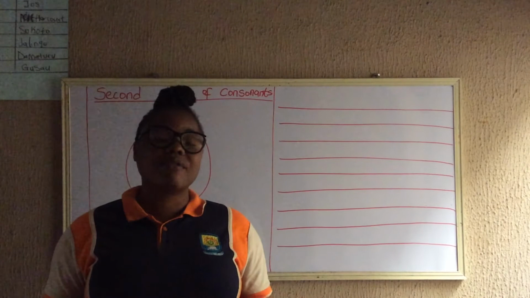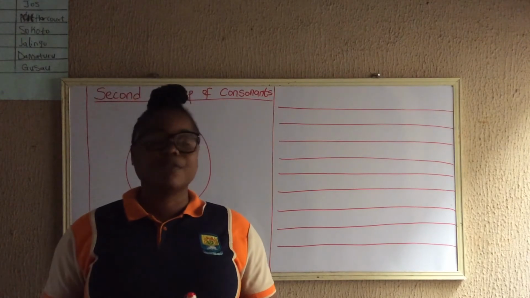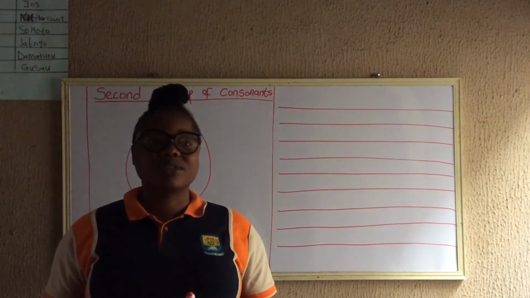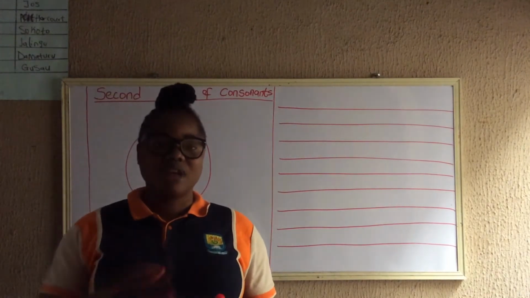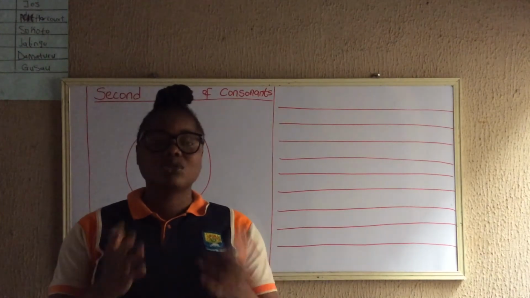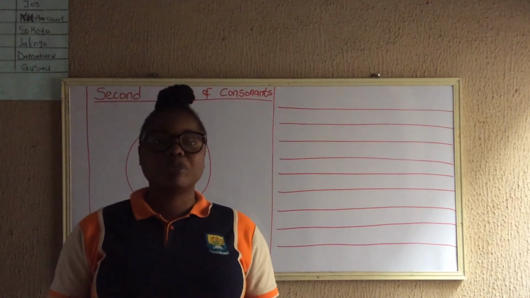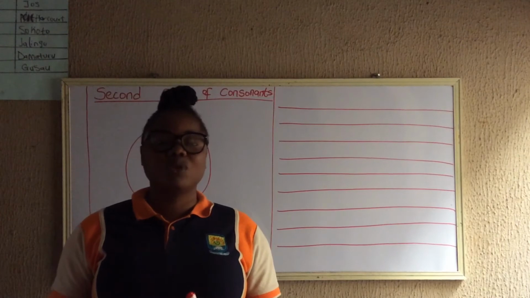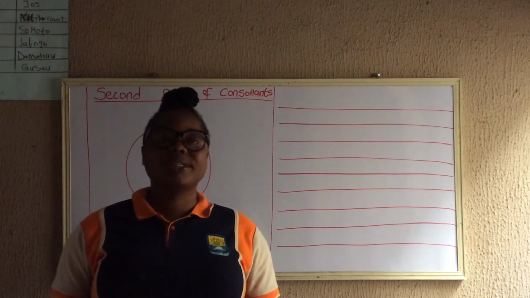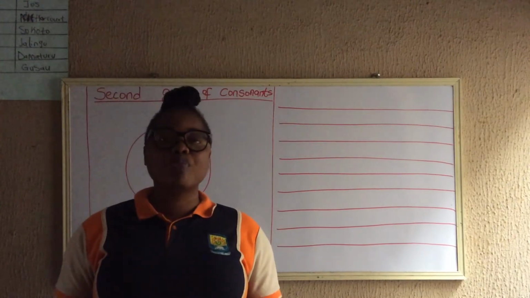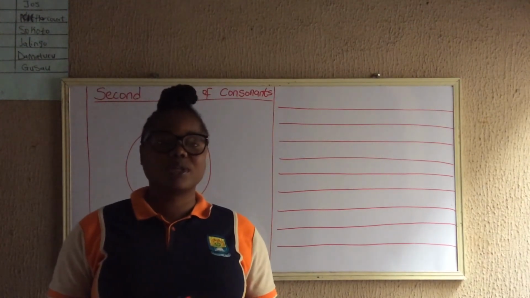I want to believe you are all ready, and I want to also believe you actually studied the first class: our first 6 consonants, the PB, TD, CJ, and the KG, and how to combine and join the consonants together. And I want to believe you actually drilled at home. But right now, we are going to the second lecture, which is the second group of consonants.